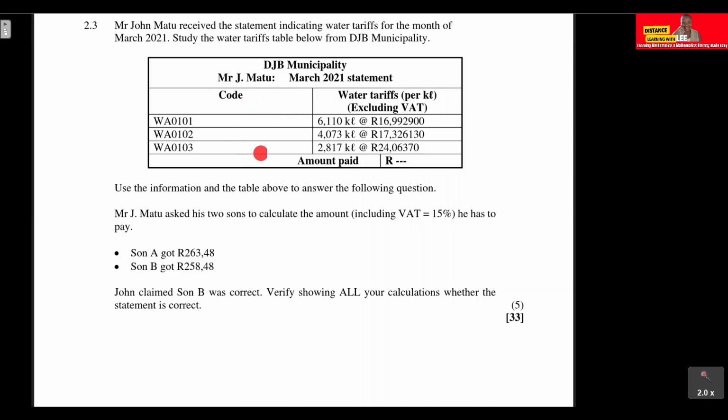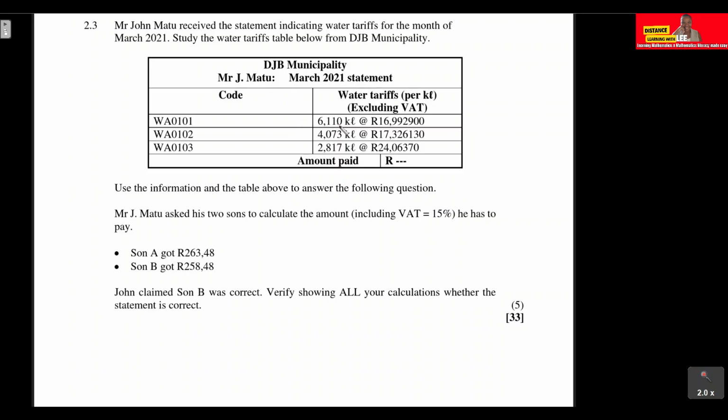Okay, we're given the code on the left column. We are given the water tariff per kiloliter, right, excluding VAT. So these amounts that we're basically going to calculate here are amounts that exclude VAT. So VAT hasn't been calculated. VAT hasn't been put into this amount yet. Okay, so before we even get started, I think it's very important that I actually explain what is basically given in all these individual rows.